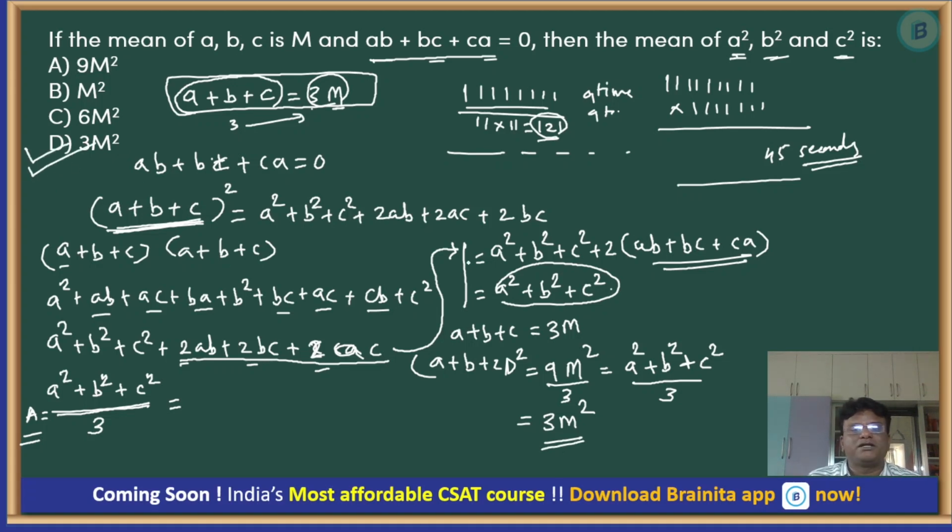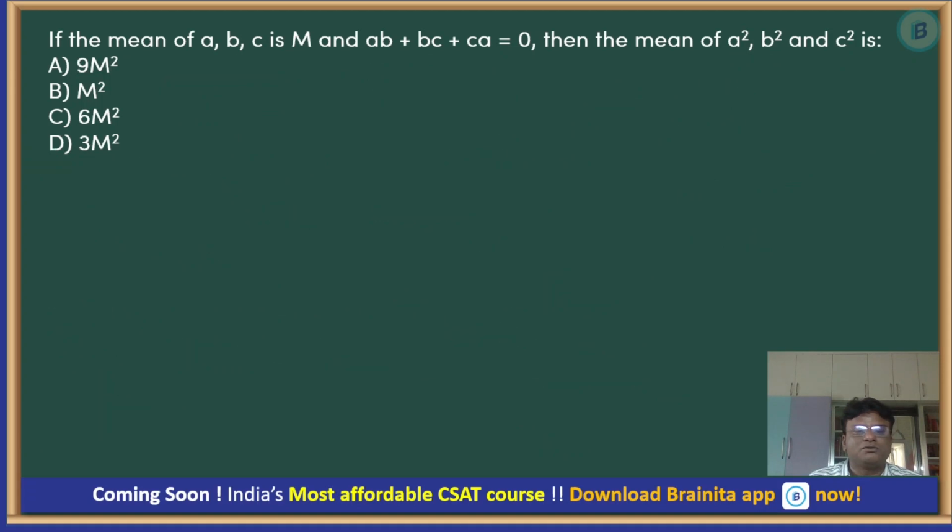This looks very complicated, but I'm writing each and every step in detail. That's why my screen looks bad, but you really don't have to write this much. Let me erase this and quickly show you how you should solve this in the exam. You know that the average of A, B, C is M, so you know that A plus B plus C is equal to 3M. Then you know that A plus B plus C whole square is equal to this.